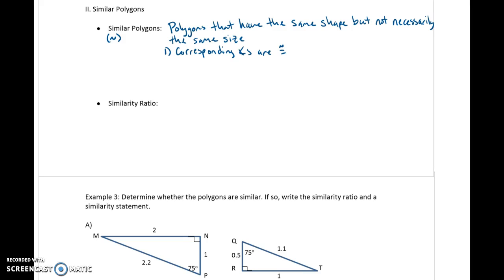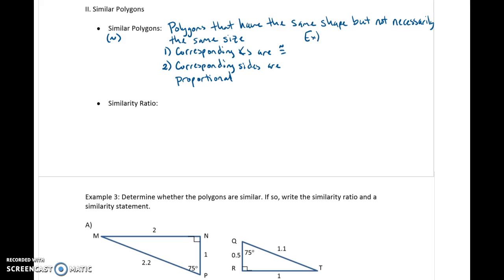But now what's different is our sides don't have to be congruent because we can enlarge or reduce the size of our shape. But now our corresponding sides have to be proportional. Remember, proportional means we can make a comparison of one side to another side, and that ratio is going to be the same for any pair of corresponding sides. So let's look at an example really fast.